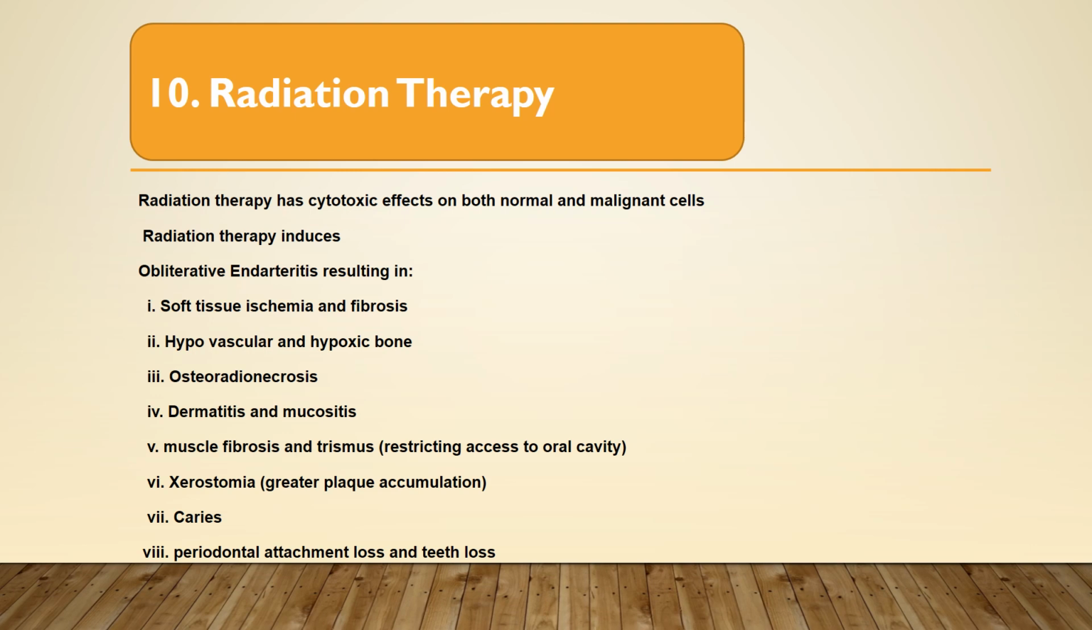Then coming to radiation therapy, as you all know, this has cytotoxic effects on both normal and malignant cells. So this induces obliterative endarteritis, resulting in soft tissue ischemia, fibrosis, hypovascular and hypoxic bone, osteoradionecrosis, dermatitis and mucositis, and can cause muscle fibrosis or trismus, xerostomia, caries, periodontal attachment loss, and teeth loss. So these are some of the factors that can be caused by radiation therapy. Out of that, one of the factors is periodontal attachment loss.